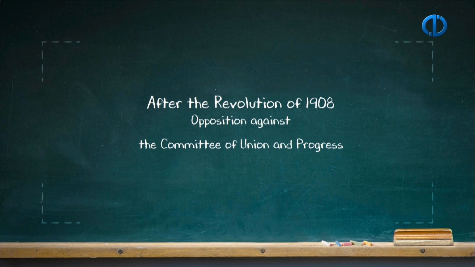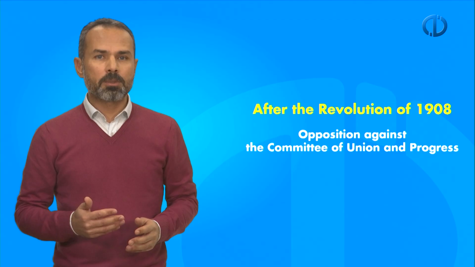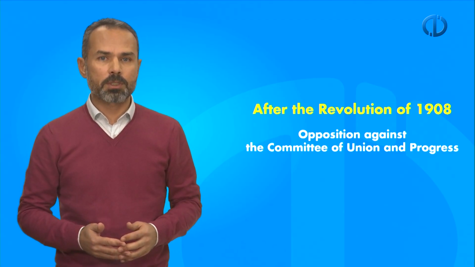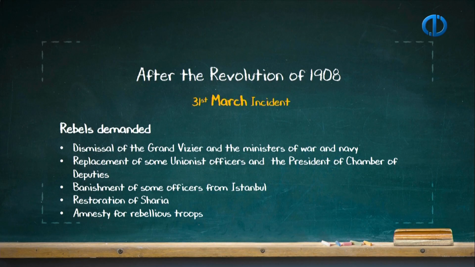As the opposition grew bigger, the religious fundamentalists founded an organization called Mohammedan Union and targeted the secularist policies of the committee. They tried to appeal to bureaucrats and army officers as well as conservatives. This anti-unionist movement turned into a rebellion on the 31st of March in the solar calendar.